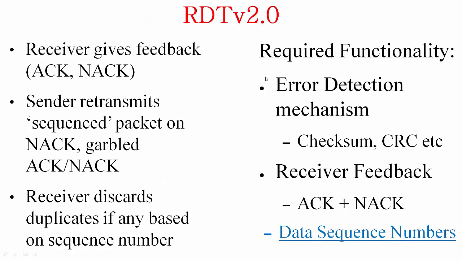So here is a summary of RDT version 2. The receiver provides feedback in the form of ACK and NAC. Now the sender retransmits a sequenced packet on a NAC or a garbled ACK or NAC. Now the receiver discards duplicates, if any, based on the sequence number, because it remembers the previous sequence number, and if it sees the same sequence number again, it knows it's a duplicate, thereby it will discard it. So up till now we saw that we need three mechanisms: error detection, receiver feedback and data sequence numbers.